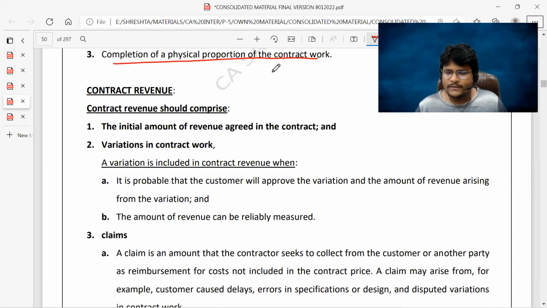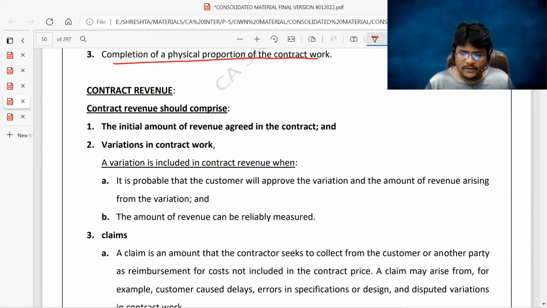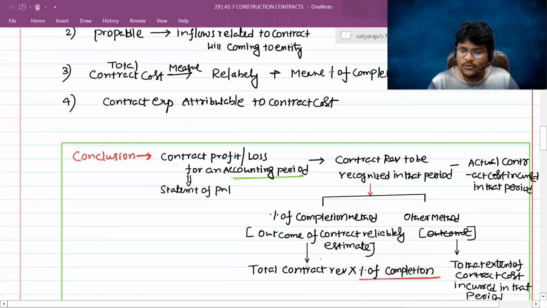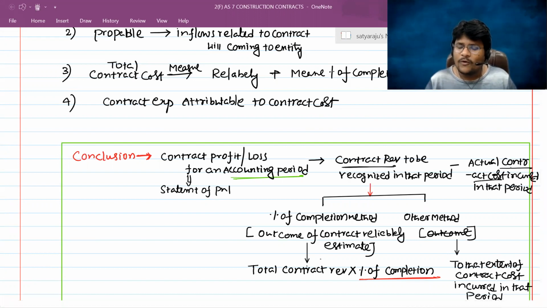In the next video lecture, I am going to discuss what exactly the meaning of contract revenue is. Here I used the word contract revenue, right? What exactly is the meaning of contract cost? What are the components we can include in the contract revenue? What are the components we can include in the contract cost? First we will discuss these.